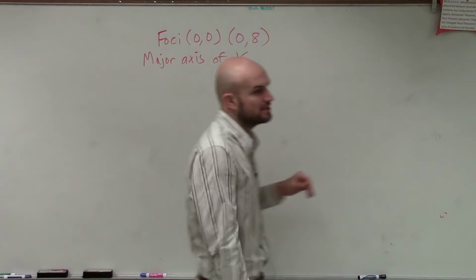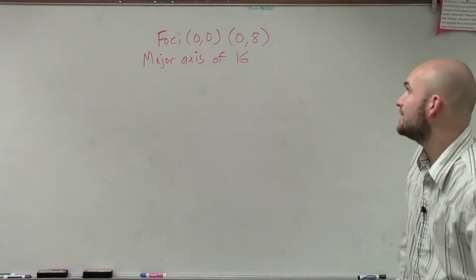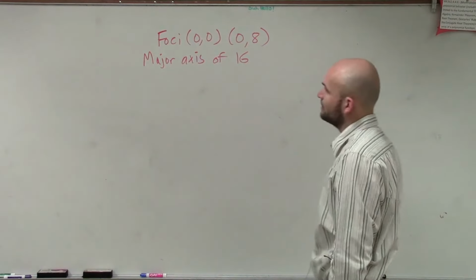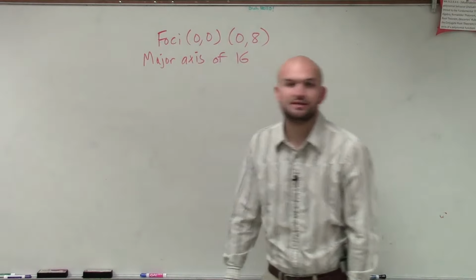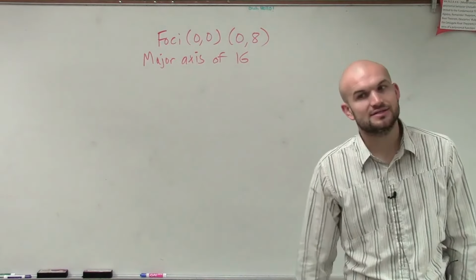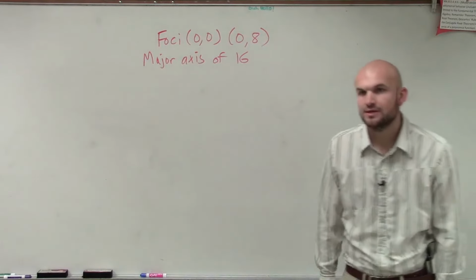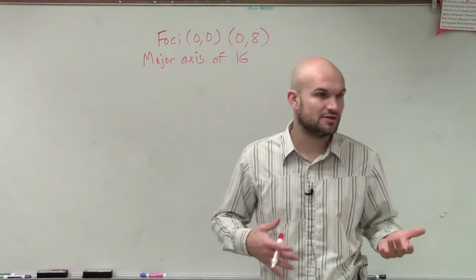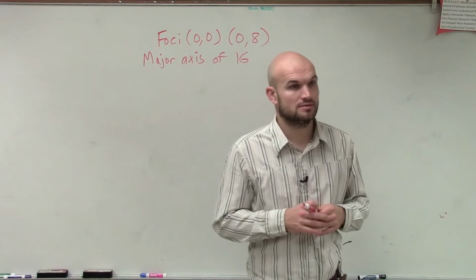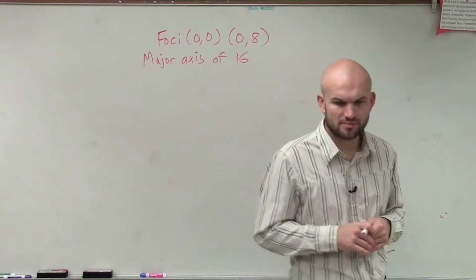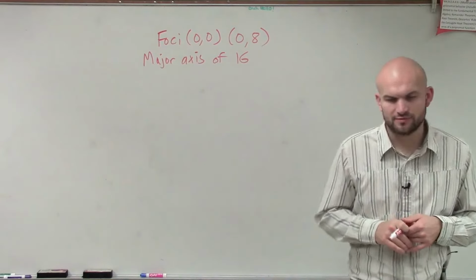What we have here, ladies and gentlemen, is we're given the foci of (0, 0) and (0, 8), and we're also given a major axis length of 16. And what they're asking us to do is to find the standard form of the ellipse. All right? So whenever you're given just points and they're asking you to find the standard form, I believe this is number 41.